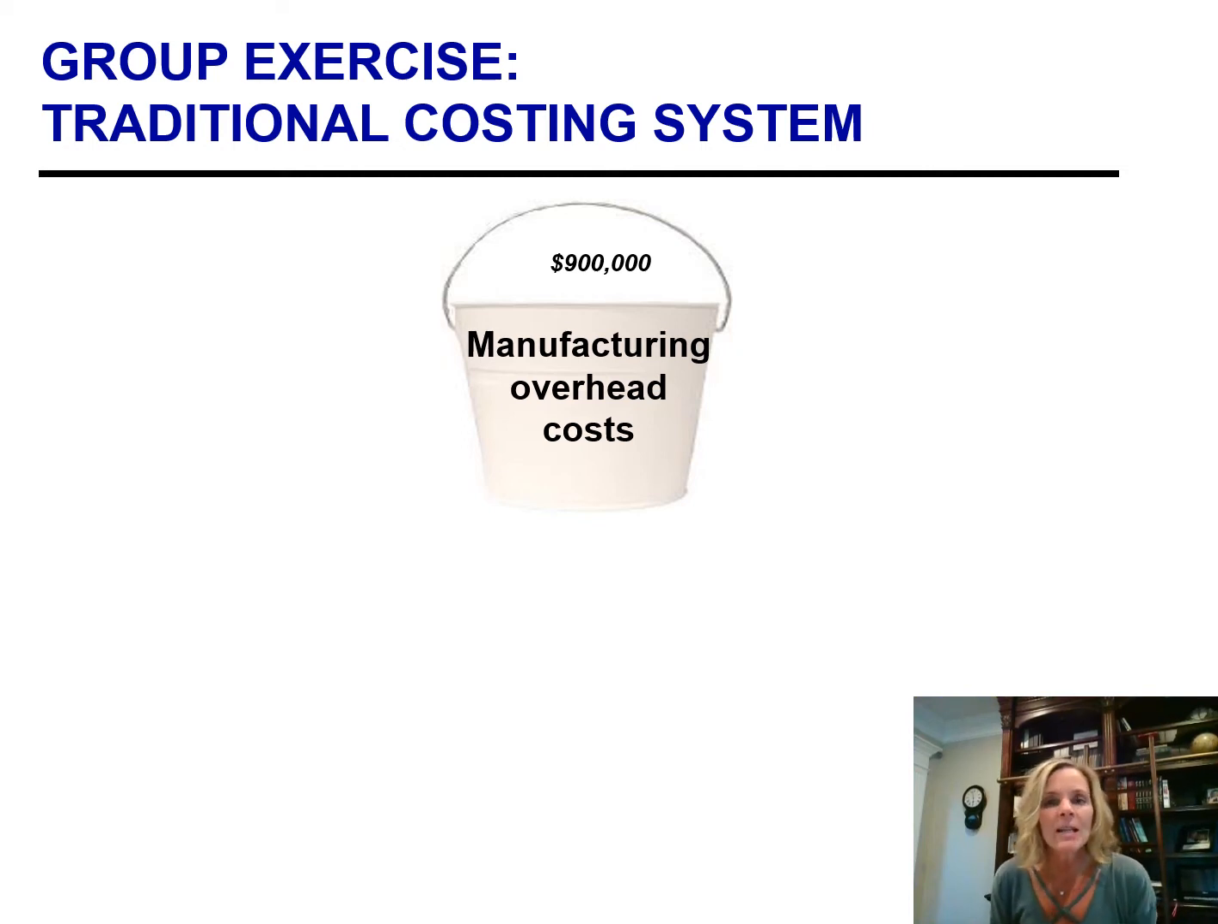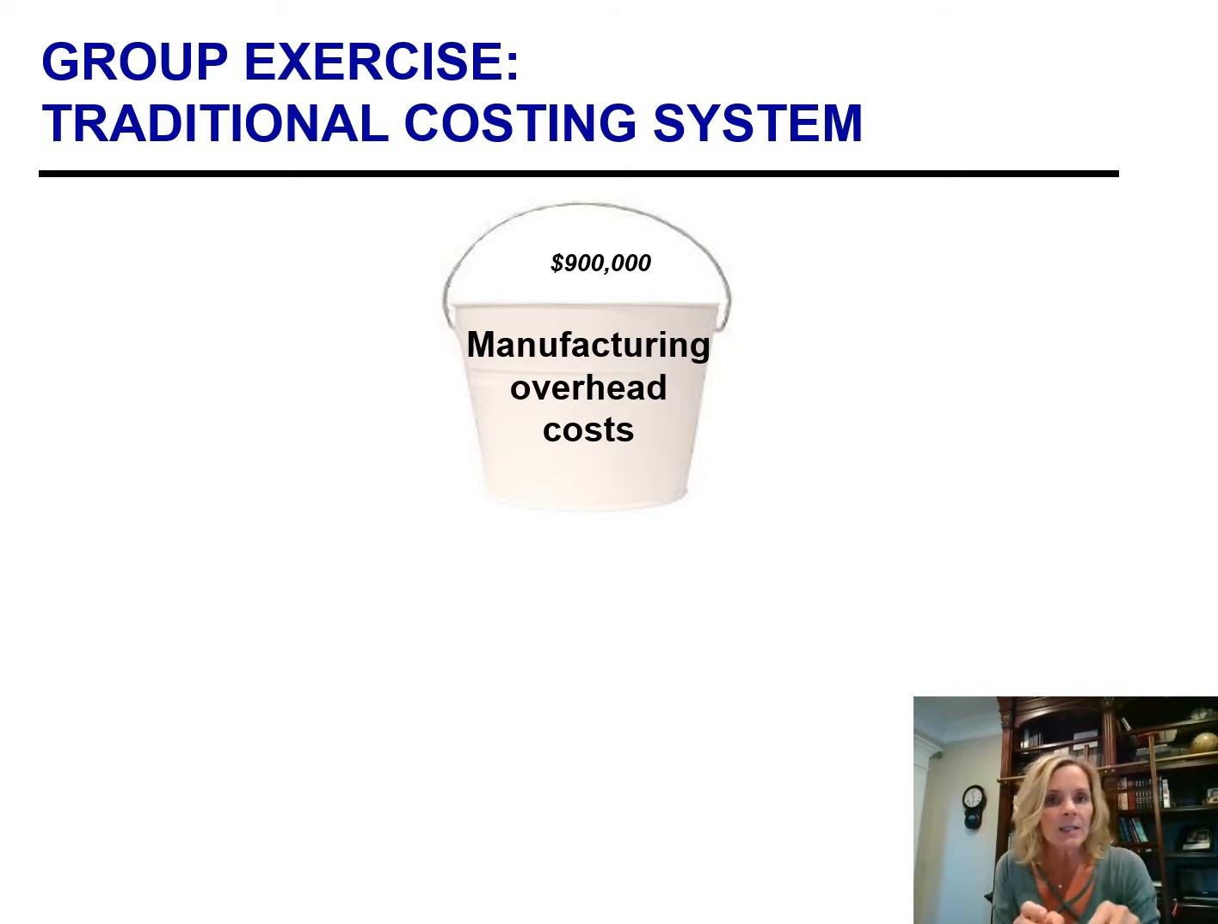All right, so if we were in the classroom, I would be doing a group exercise. What I want you to think of is manufacturing overhead, if you guys can see my bucket here. I want you to think of manufacturing overhead as all the overhead costs, all in one bucket, right? And all these costs, this is my $100 play money, all these costs total $900,000.